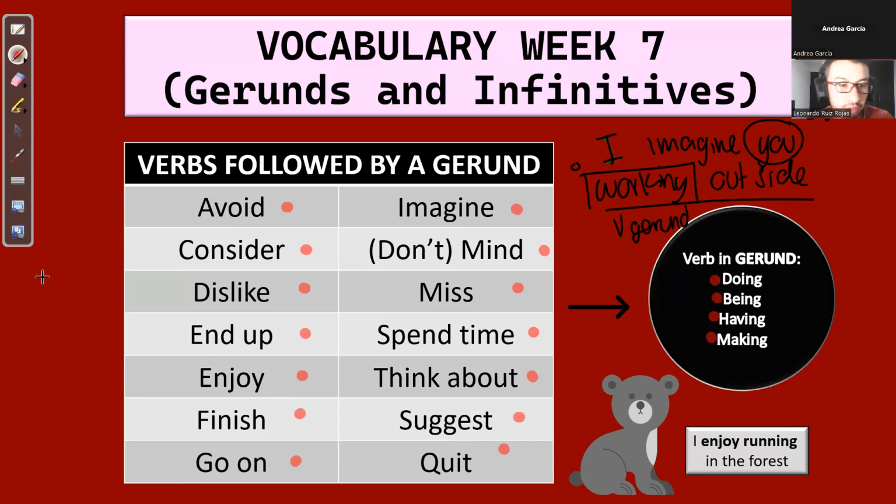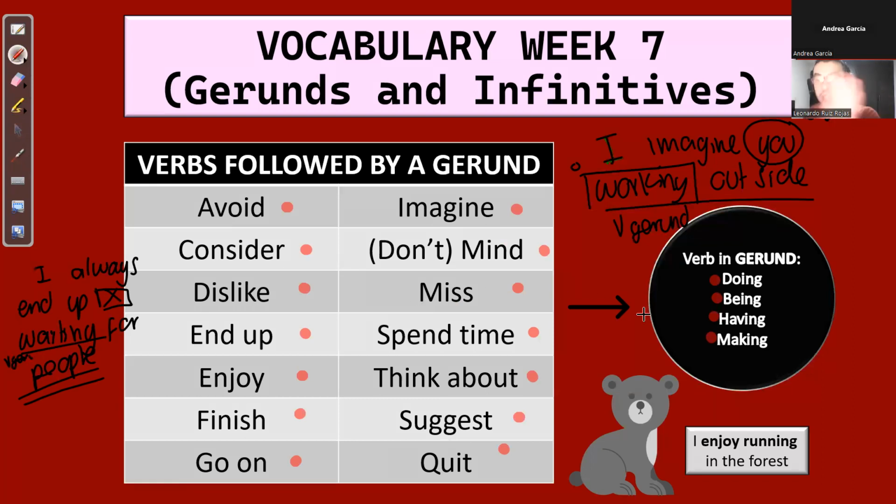For example, I would say, I always end up waiting for people because I am very punctual. In that case, I don't have an object. It's just siempre termino and then directly the action, the verb in the gerund form, right? So all of these verbs are usually followed by a verb in gerund.